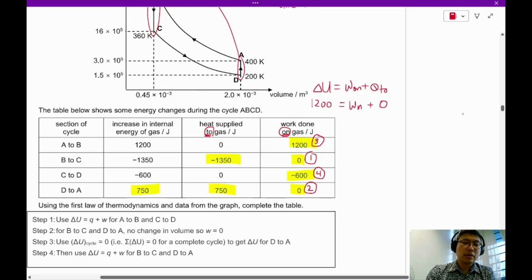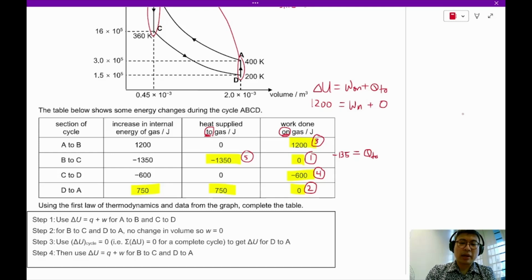Well, the next number that we can fill in will be B to C. Why B to C? Because over here in B to C, the increase in internal energy of the gas will be the sum of the heat supplied to the gas plus the work done on the gas. So that means Q2 will be equal to minus 1350.